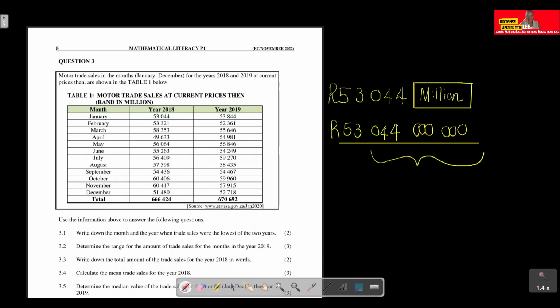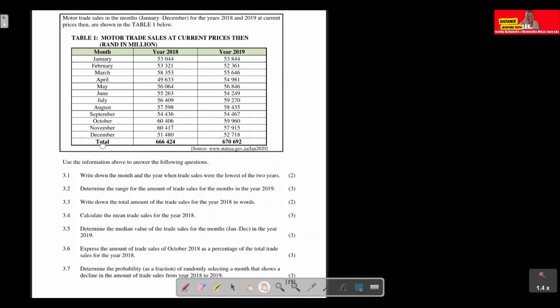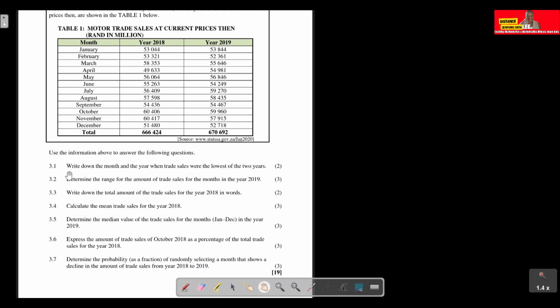So if you basically understand this point here, you will be able to tackle the questions that are given to us. So let's have a look at the first question. Okay, so it says use the information above to answer the following questions.